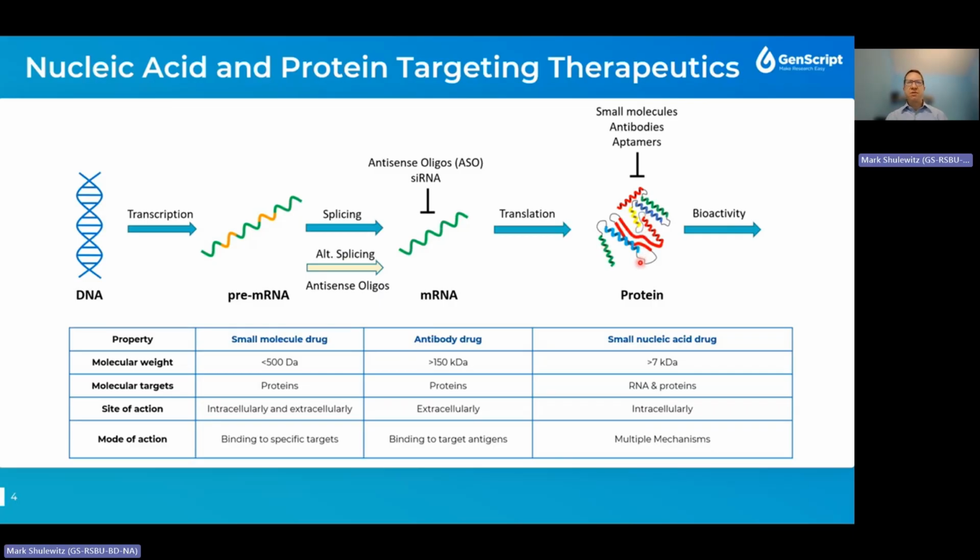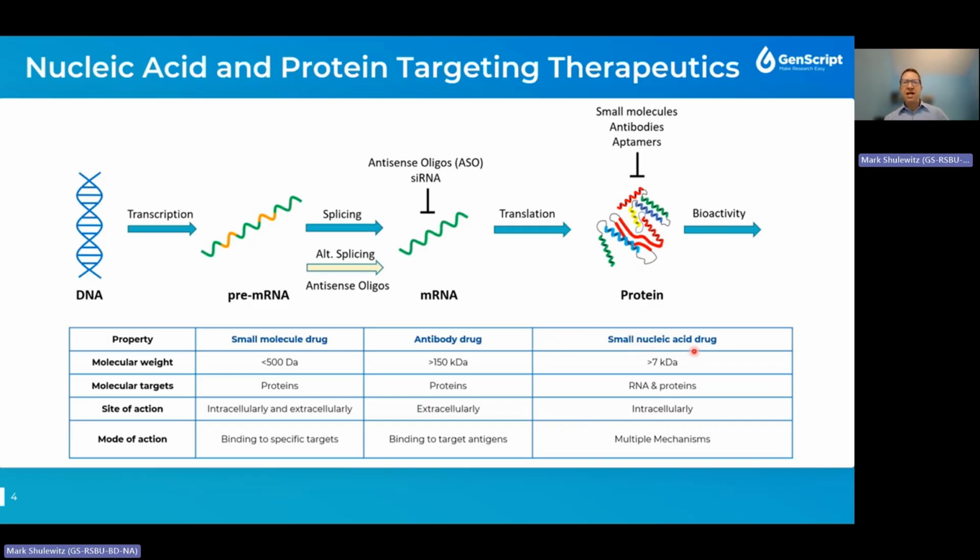Antibodies can also engage the immune system, helping to eliminate cells that overexpress a specific protein on their surface that's recognized by the antibody, making antibodies particularly effective for treating certain types of cancers. However, it is difficult to deliver antibodies into the cell, so they're mainly limited to extracellular targets.